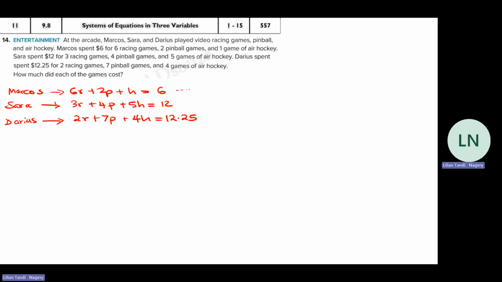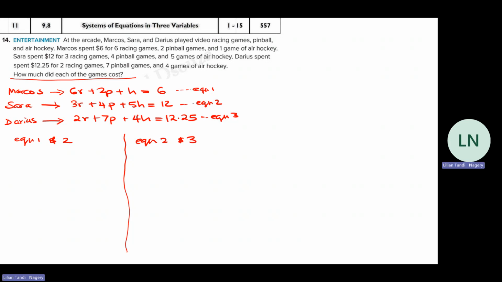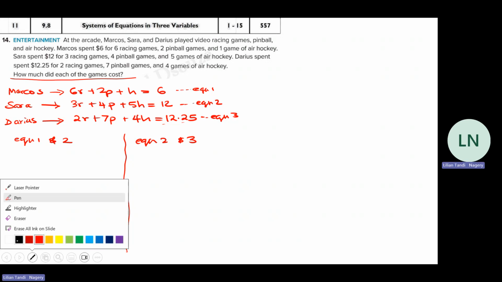Okay, so equation 1, equation 2, equation 3. How much did each of the games cost? So that means solve. So here I did equation 1 and 2. And here I am going to do equation 2 and 3. Okay? Because the majority of my numbers are whole numbers, this is not significant, so I will not change to whole numbers.